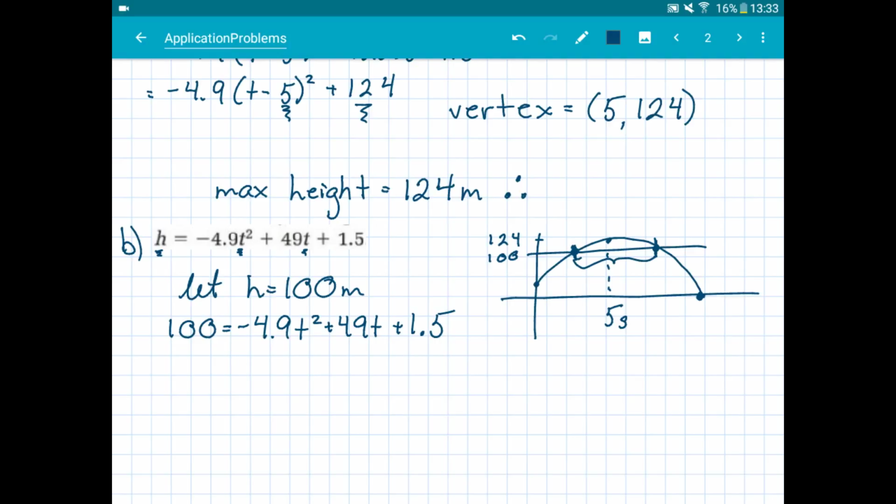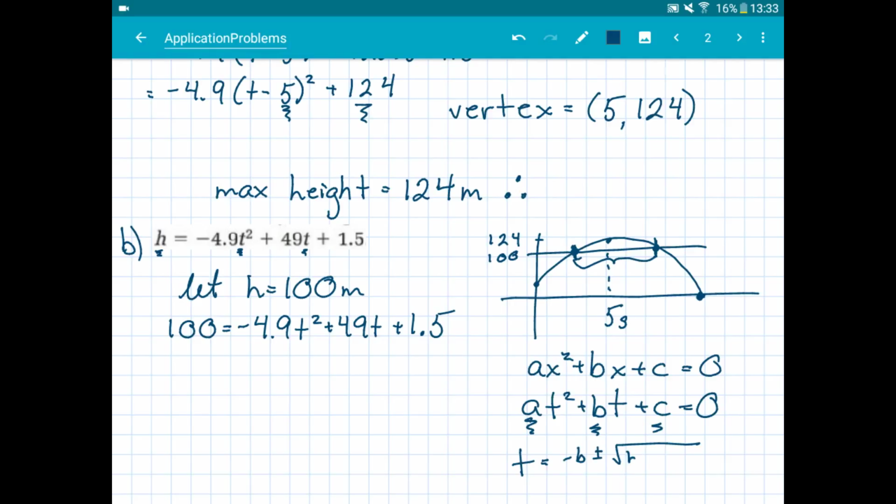Now what we have to do is rearrange this so that it looks like this: ax squared plus bx plus c equals 0. And in our case, it'll actually look like this: at squared plus bt plus c equals 0. Because if we have a, b, and c here, we're able to put it into the quadratic formula, minus b plus or minus the square root of b squared minus 4ac, all over 2a. And that will allow us to find the value of t, which is what we're looking for. In this case, 2 values. Then we just have to find out how long the time in between them is.